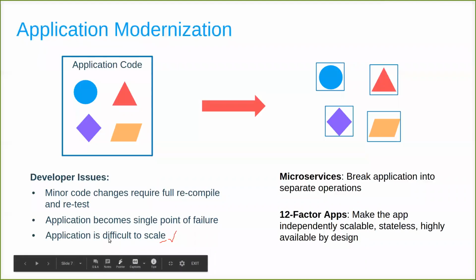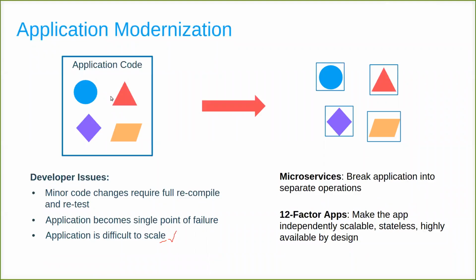And it was very difficult to scale up the application. In monolithic architecture, it was very difficult to scale the application. If we want to make the application highly available, that was not possible. But with the help of microservices, we can break the application into multiple applications.